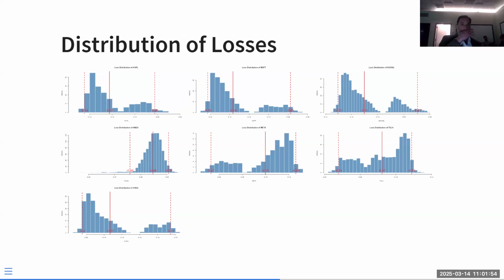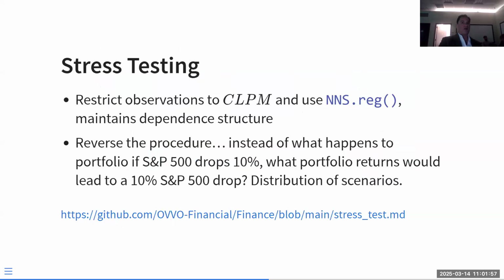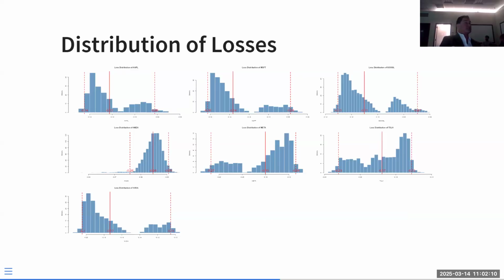Okay, so I restricted all of the securities observations to their CLPM quadrant. Yeah, they could be 500 securities. I'm doing it right now with 7. So you can see, doing analysis, you know, your Apple, Nvidia, Tesla. So this is it.